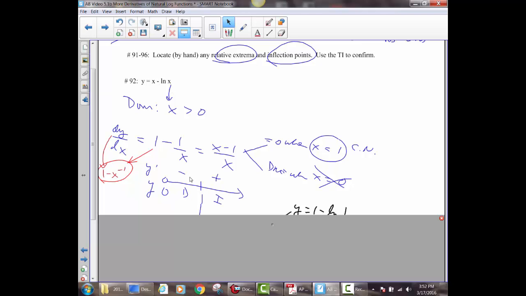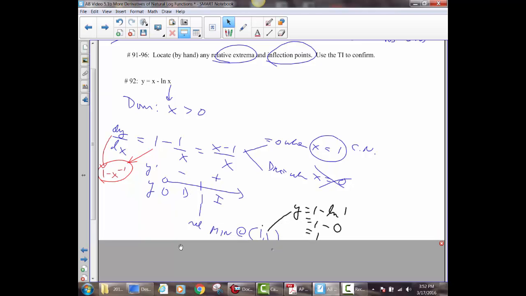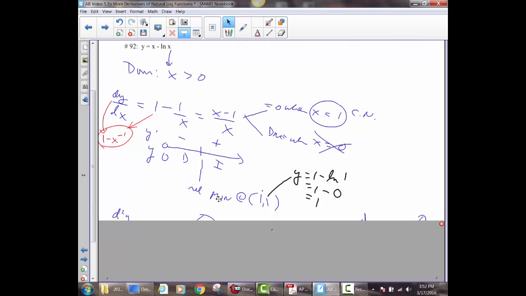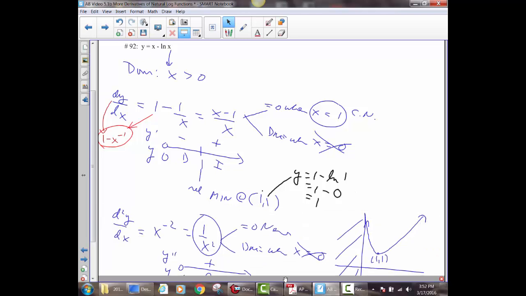And then if you plug in 1 over e, for example, you get negative 1, but anyways. So there's a relative min at x equals 1. Plug that into your original function. Your y value is 1 minus ln 1, which is 1 minus 0, which is 1.